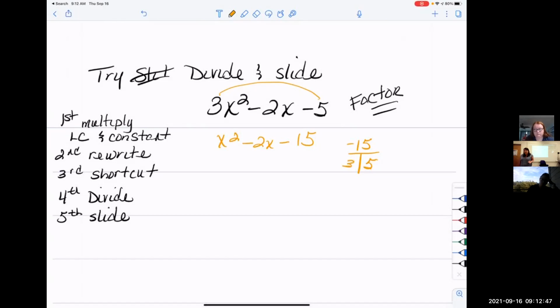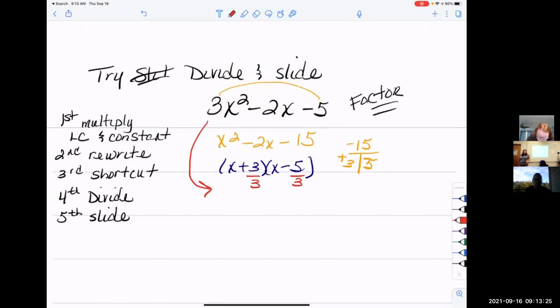I'm going to have to subtract. So when I subtract, the signs have to be opposite. So I look for king of the hill. King of the hill's got to be negative in this case. 3 times -5 is -15. 3 plus -5, -2. So I've checked it. So now I'm going x plus 3, x minus 5. But this isn't shortcut exclusively, it's divide and slide because of the leading coefficient. So this is where the divide and slide comes in. I take that leading coefficient and put it back in.